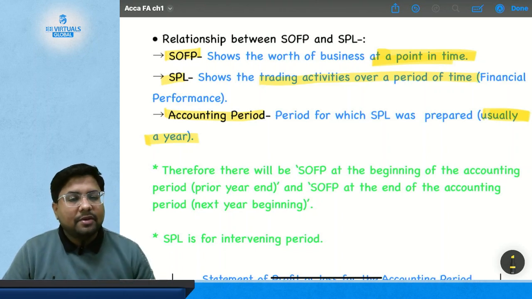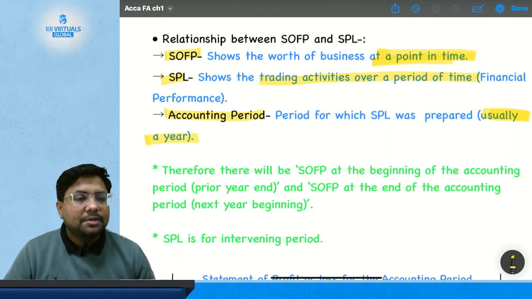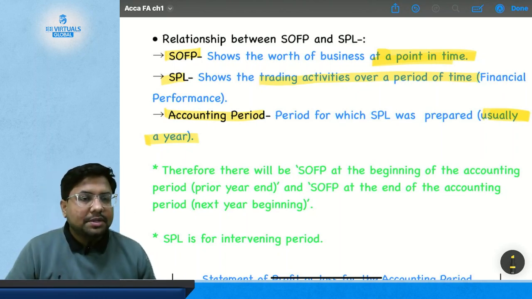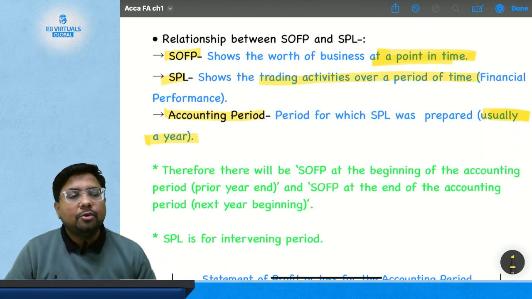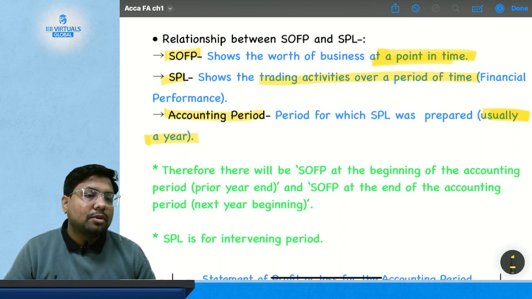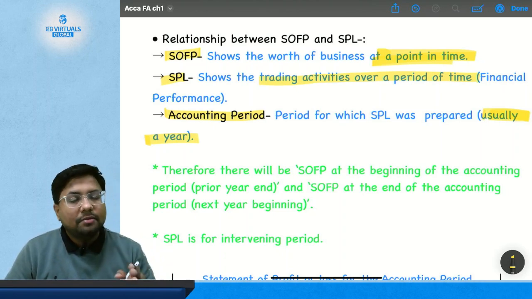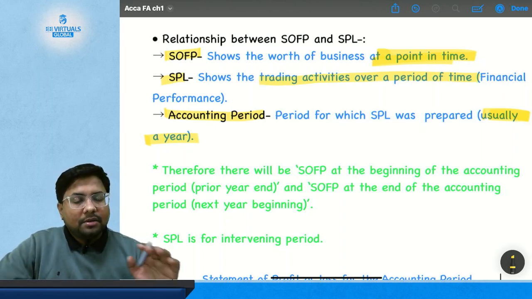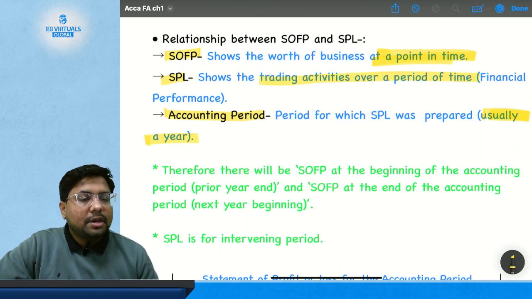But for next year, when I have already started my business, my accounting period will be 1st of January to 31st of December, because I am already doing my business. So for the year when you have started your business, your accounting period will start from the day you started the business and will end on the date when the financial year or accounting period ends.